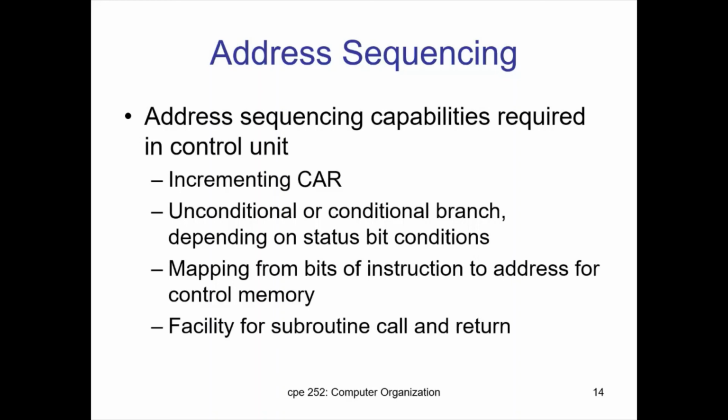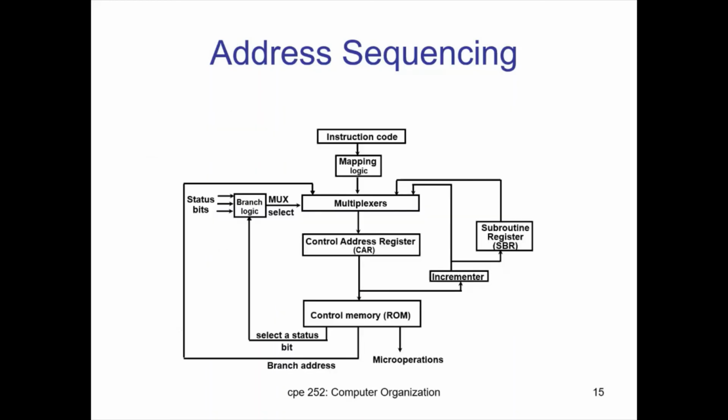That is called mapping from bits of instruction to address for control memory. It is called sequencing, one by one. So where is the source? Where is the destination? Facility for subroutine call and return. The calls are executed one by one, based upon the routines. So this is a complete flow chart for address sequencing, what we watched in the video. Now the instruction is given to the chef, that is the computer robotic arm. So now the robotic arm has the mapping logic, along with the multiplexer, the control address register and memory.